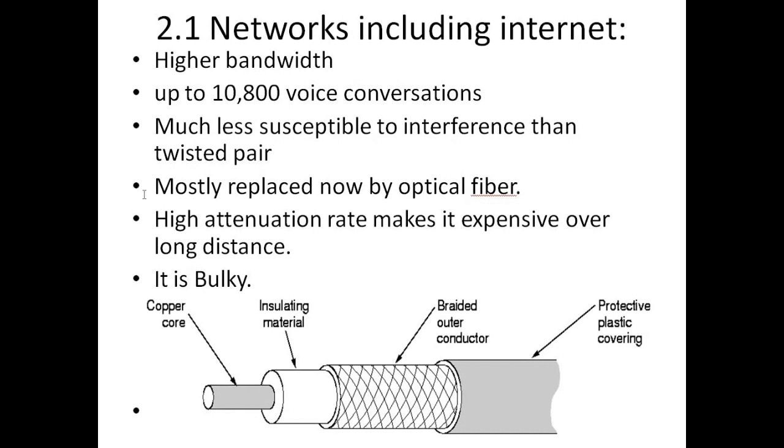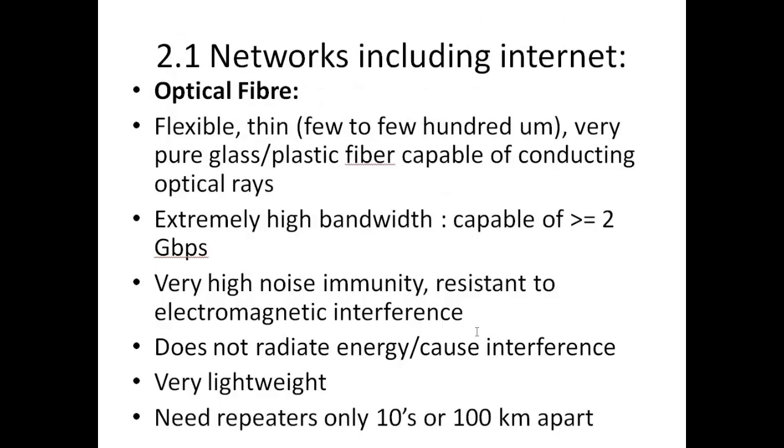It is much less susceptible to interference, as around the copper core there is a very thick insulating material that is surrounded by a braided outer conductor and then finally a protective plastic covering. So its noise immunity, or interference immunity, is very good. It is mostly replaced now by optic fiber. High attenuation rate makes it expensive over long distance, and it is very bulky. The last 2 points are the disadvantages.